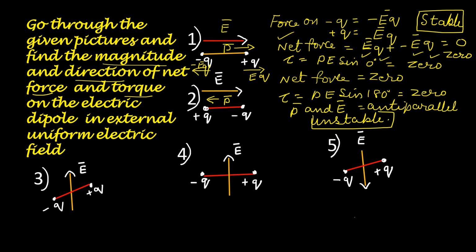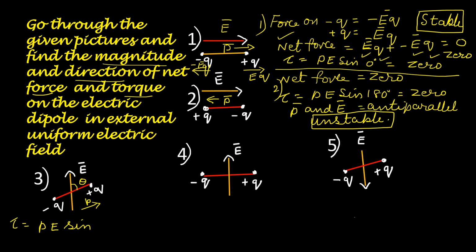You may be asked to depict the diagram showing the stable and unstable alignment of the electric dipole in uniform electric field for the examination. So, you can give these 2 diagrams. Now, the third diagram. Here, it is resting at an angle theta. I will mark the direction of P. Net force is 0. Torque is equal to PE sin theta.